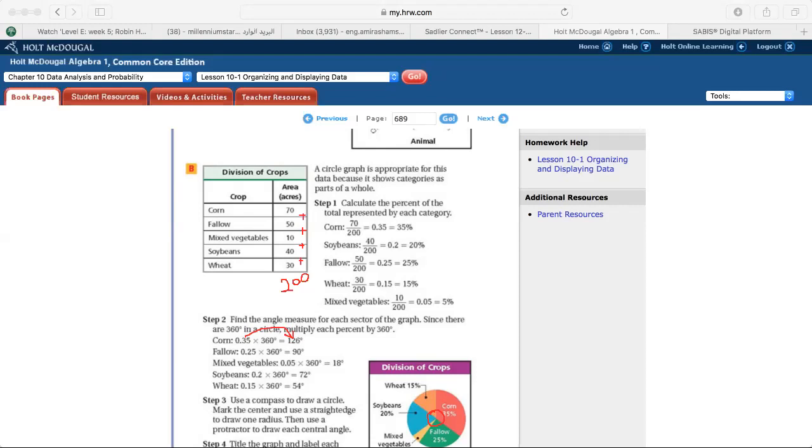How am I going to convert this number to angles? I'm going to multiply it by the whole angle. The whole angle is 360. So take each decimal number here and multiply it by 360, and you will get its angle. When you multiply the part by the whole angle, you will get its own angle. So now I have every angle. How am I going to draw?